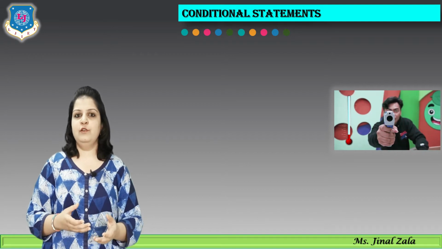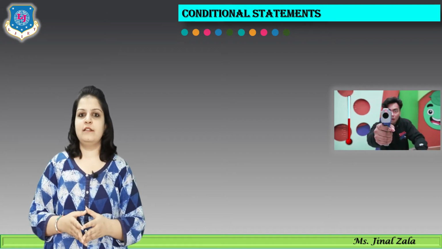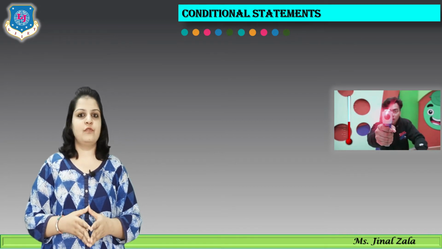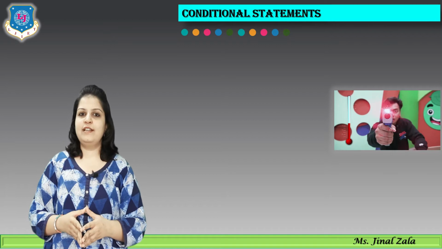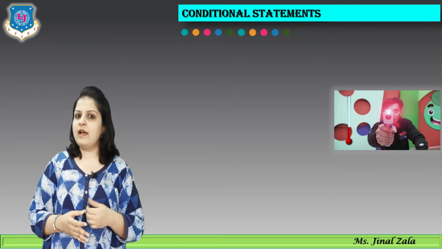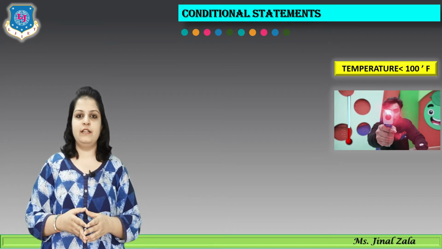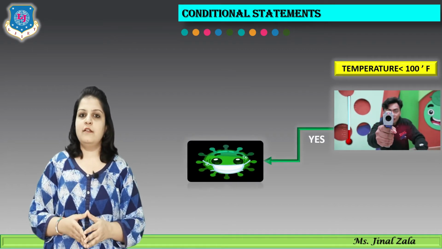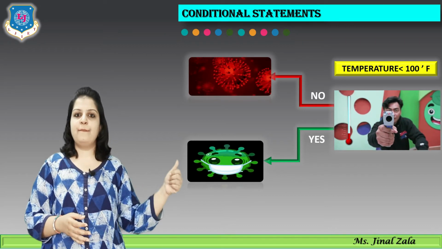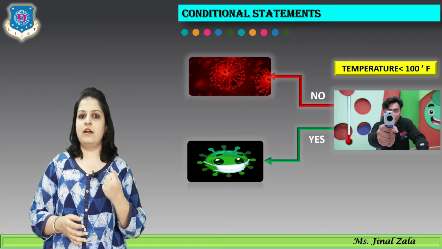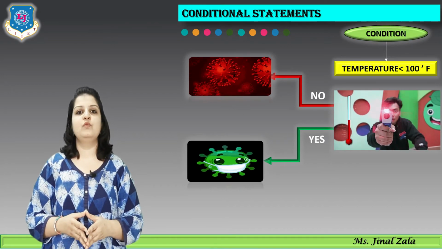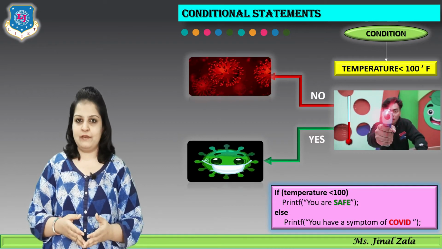Now how can we use it? Just see the example. This is a temperature testing machine. Here due to corona, everywhere temperature testing is mandatory, right? So we can say that if your temperature is less than 100 degrees Fahrenheit, then you are safe. Otherwise we can say that you have a symptom of COVID. So here temperature less than 100 is one condition. So if you want to make a program using this condition, we can use different types of conditional statements.